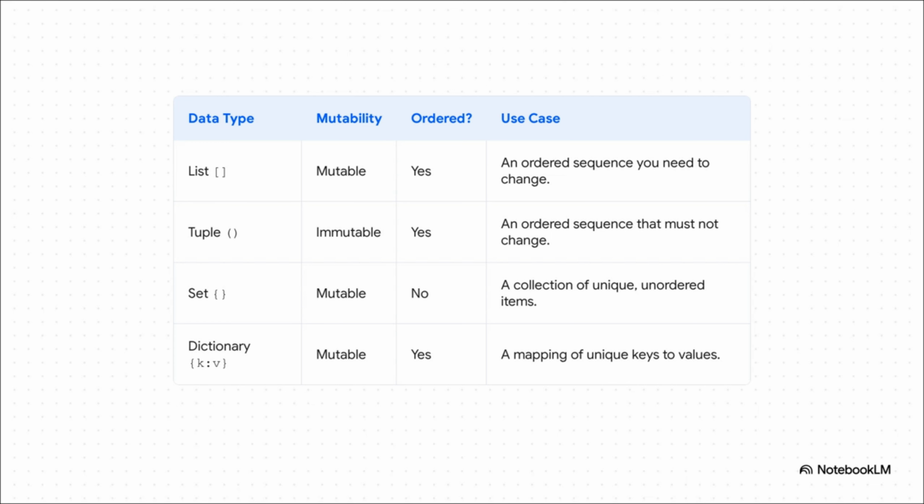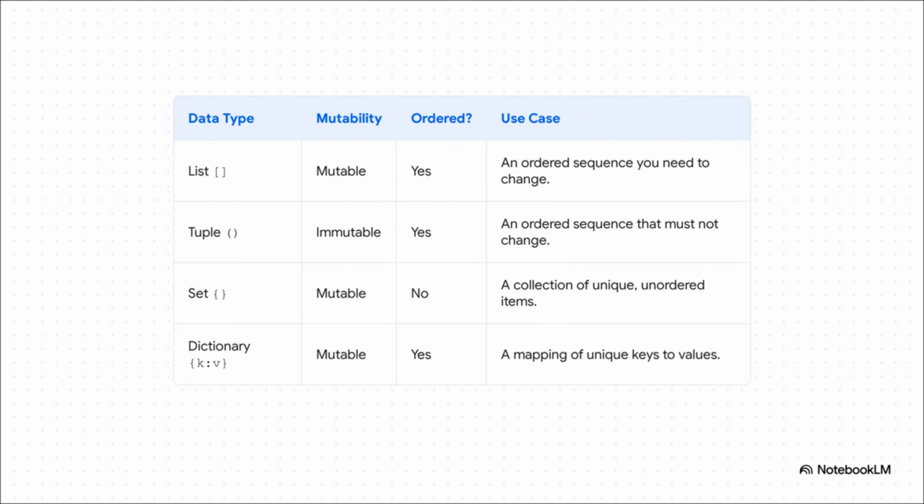Do you need an ordered sequence that you're going to change later? Use a list. Need that sequence to be locked down and constant? That's a job for a tuple. What if you only care about having unique items, and the order doesn't matter at all? A set is perfect. And finally, if you need to look up values super fast using a unique key, like a user ID or a product code, a dictionary is absolutely the way to go.